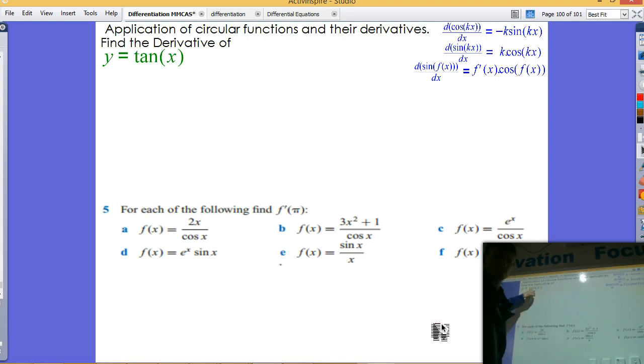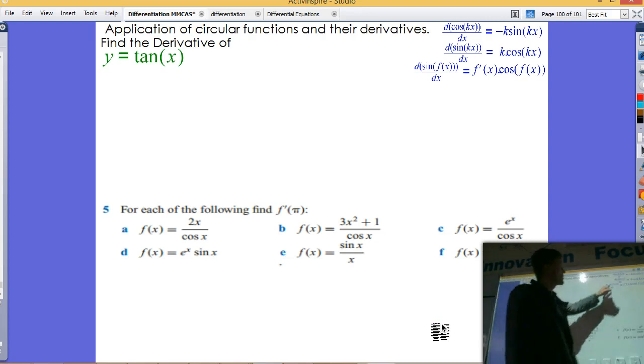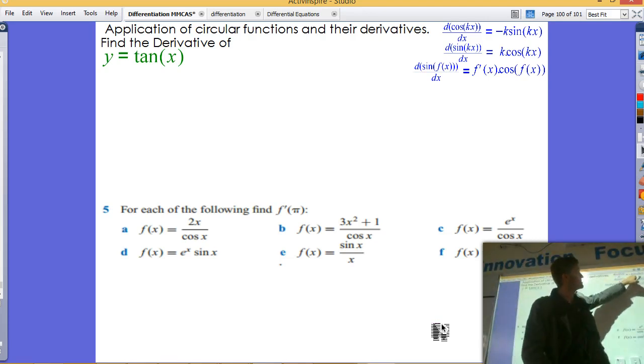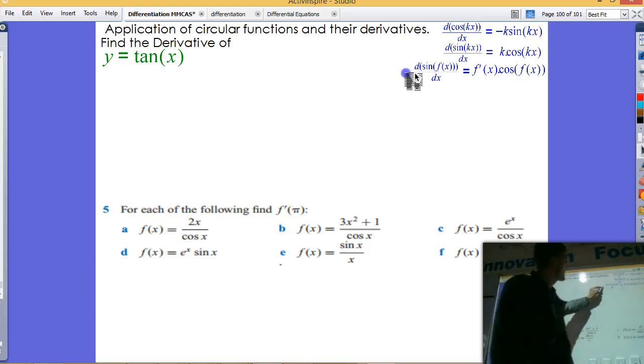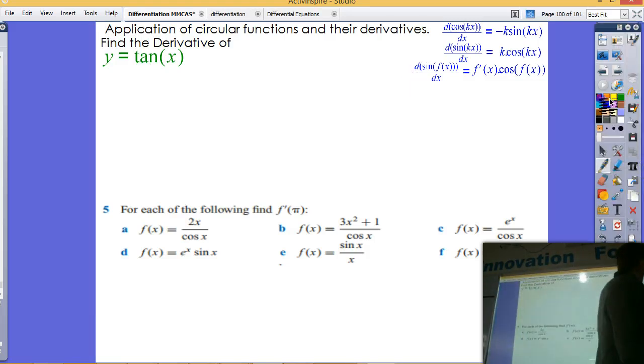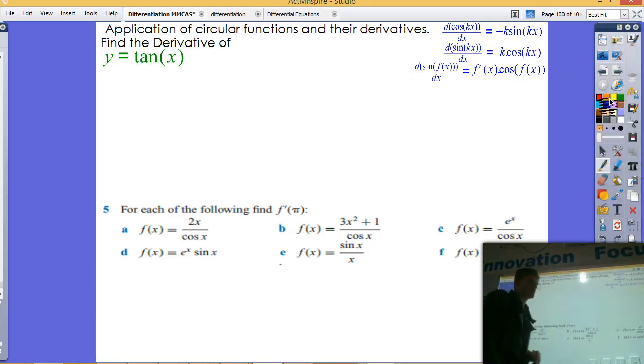And what's interesting is what is the derivative of tan of x. If we know rules for the derivative of cos is minus sine, and the derivative of sine is cos, how can we draw on that to work out the derivative of tan? Okay, so let's work through this.